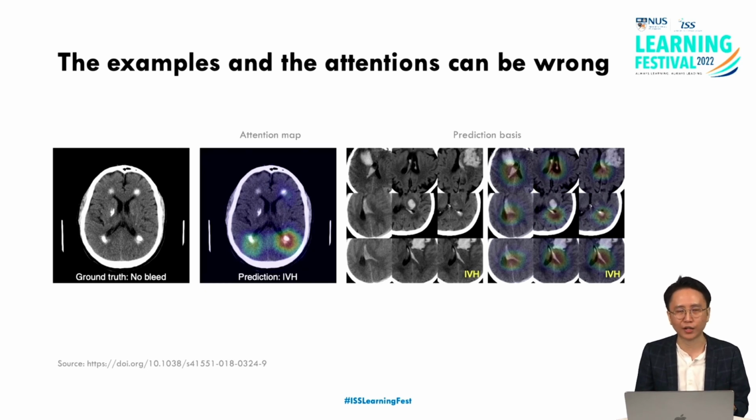And for the explanation by heat map and examples, the system may simply make the wrong decision based on the wrong features and list out the wrong relevant examples, as shown in this case, where the ground truth is no bleeding, but the system has identified intraventricular hemorrhage.